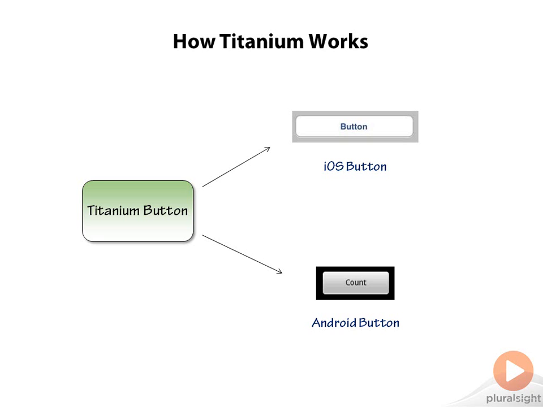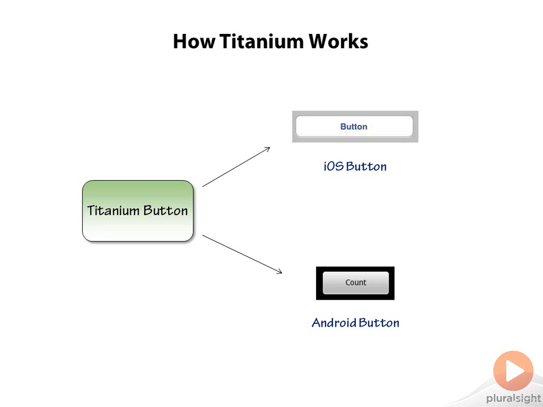Not only will that same code create a button on both platforms, but that button will actually be a native button on each platform. Now, there are, of course, platform-specific APIs because not all features on one platform have an equivalent on the other. But Titanium does a good job of abstracting away the common functionality and even UI elements under a single API.